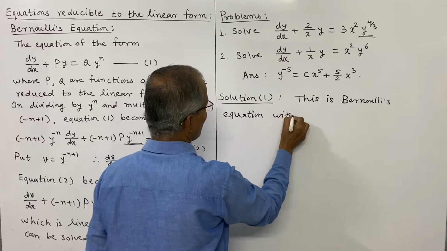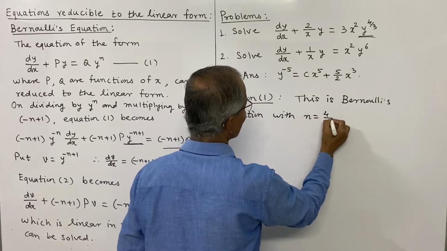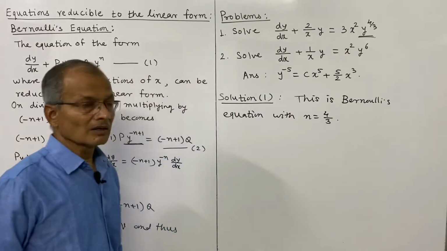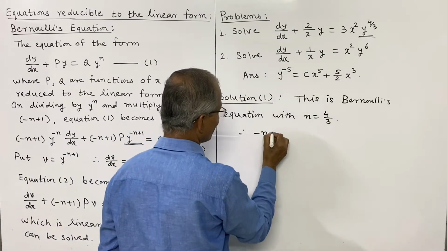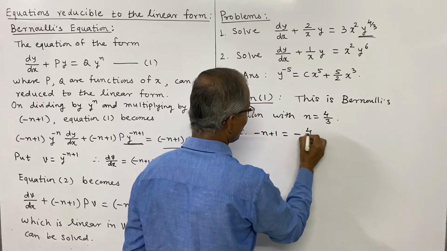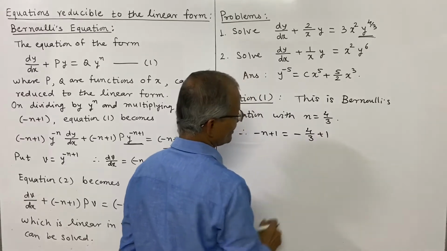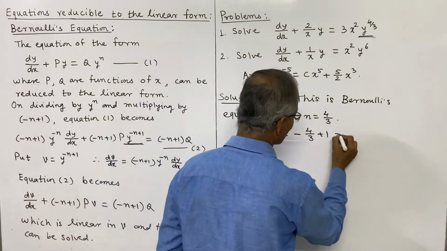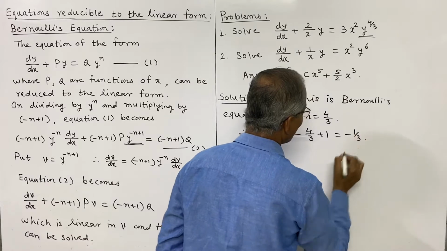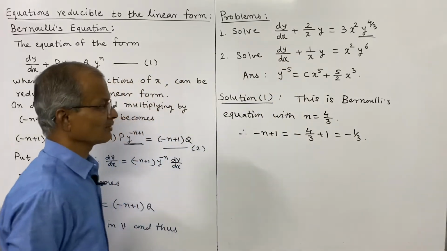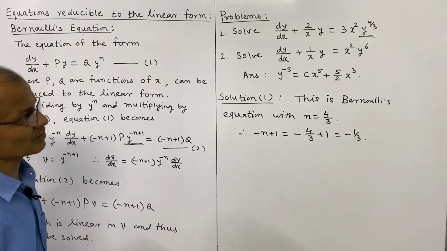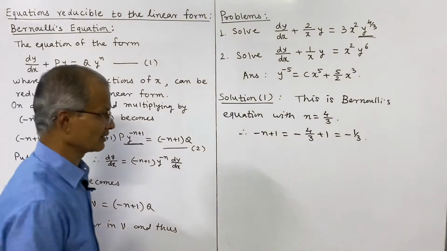With n equal to 4 by 3, therefore minus n plus 1 will be minus 4 by 3 plus 1. 1 means 3 by 3, and therefore this is minus 1 by 3. And thus the original equation we multiply by minus 1 by 3, and we multiply also by y to the power minus 4 by 3.